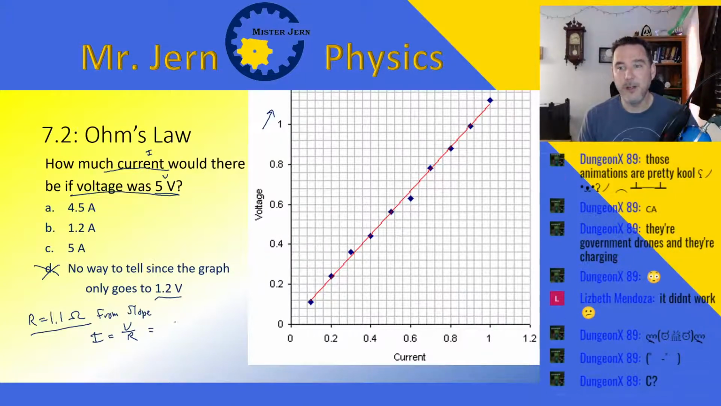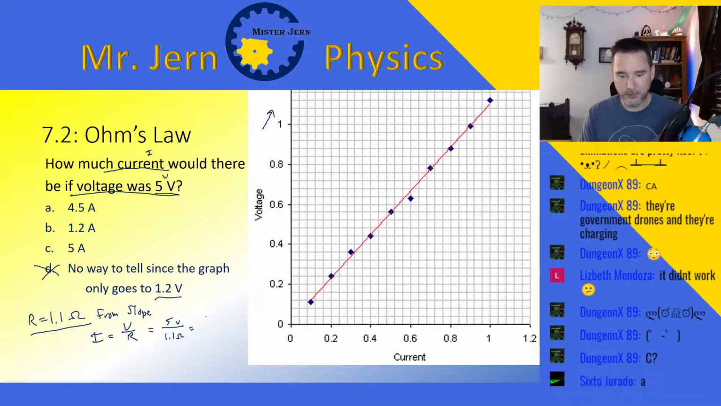So then all I've got to do is, maybe, yes, I think it is 1.2, if I remember correctly. So we take the voltage, which is 5 volts, divided by the resistance, and oh, maybe not. 5 divided by 1.1. I think it might be A. 4.5. Yeah, it's A. And that'll be in amps.